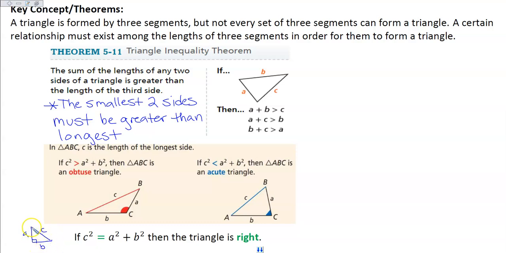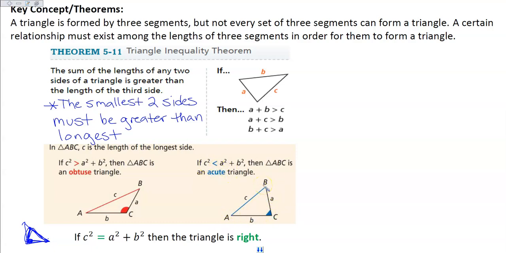So what happens if I make c longer and I no longer have a right triangle? Well, then this becomes obtuse. If I make c longer, then my c squared is now going to be bigger than my a squared plus b squared. If I take that right triangle and I make c smaller, but it's still the longest side, that's also important, then this angle becomes an acute angle. So when c squared is equal to a squared plus b squared, we have a right triangle. When c squared is greater than a squared plus b squared, then it's obtuse. If c squared is smaller, then it's acute.